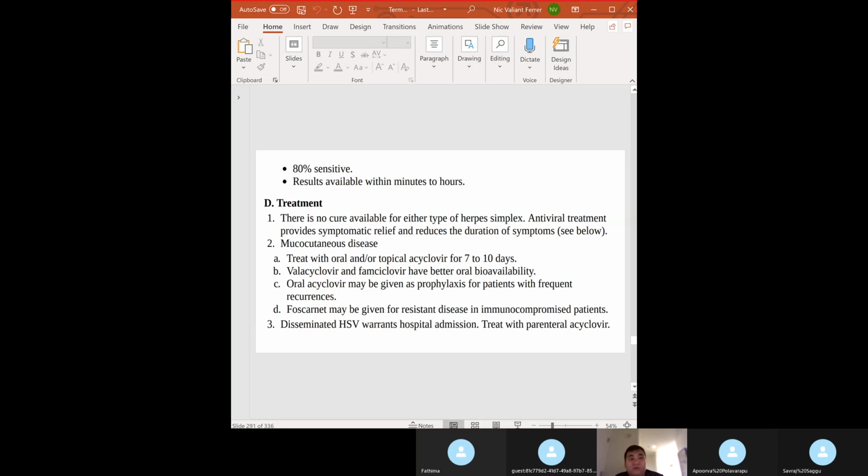Is there a treatment? No cure, as I've said before, for either type of herpes simplex, and antiviral treatment provides symptomatic relief. For mucocutaneous disease, you treat with acyclovir, valacyclovir, and famciclovir, which have better oral bioavailability. You can also give foscarnet if they are resistant, in immunocompromised patients.